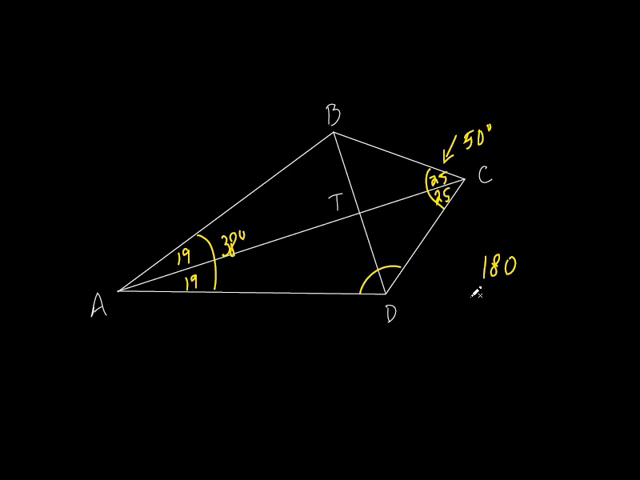Just go 180 minus 19 and 25. What's that? 44? Is that right? Because 20 is close to 19, right? 20 and 25 is what? 45. Take one away, and that's 44. Am I doing that right?